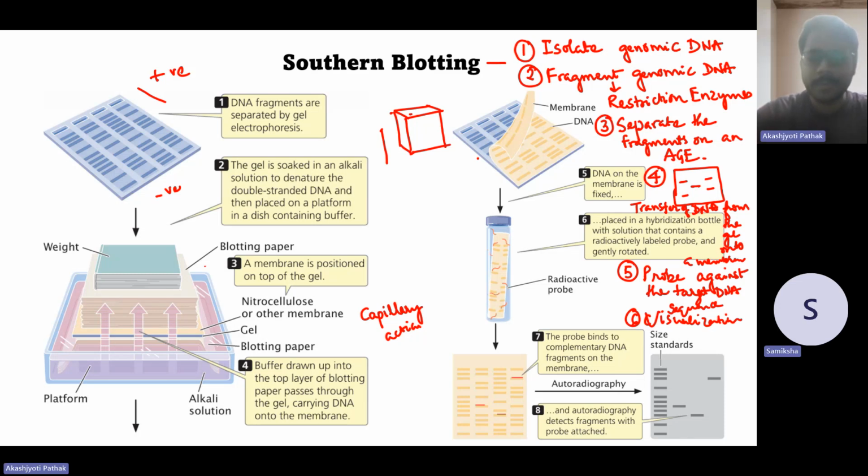So, sir, with the probe, it can't be transferred. Means if we put DNA along with probe in the same well, then it can't be transferred. Means we can't get the band.